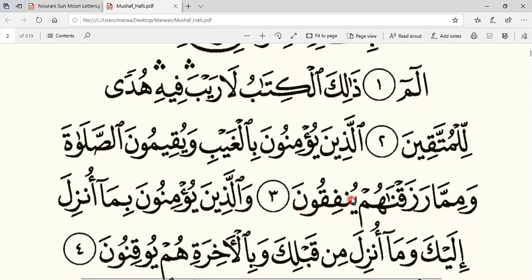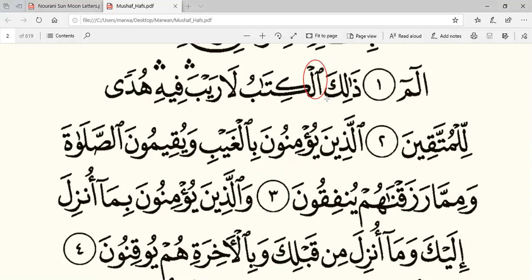ينفقون. We said anytime there is a noon without anything on top or below, you have to assume there's a sukoon. They did that to help you with your tajweed rules, something you'll take in the higher class. Another thing I wanted to talk about. Look at this here. Let me try to highlight it for you.